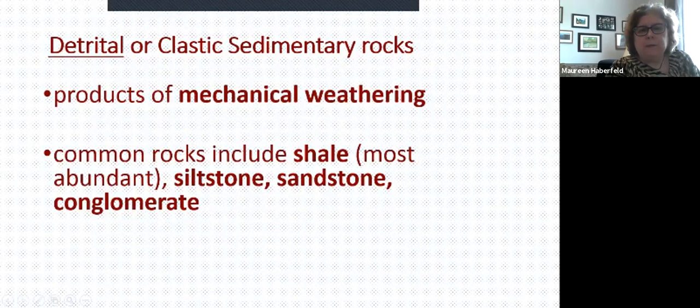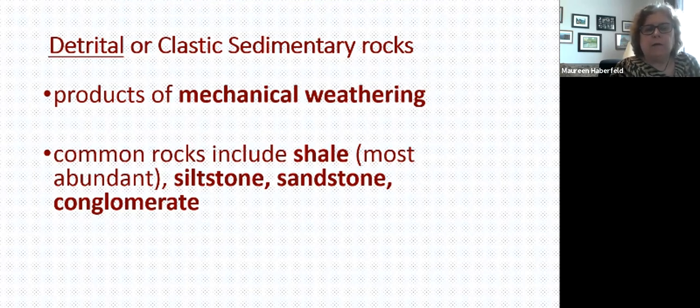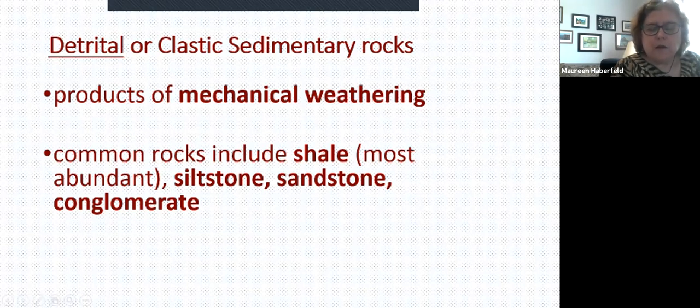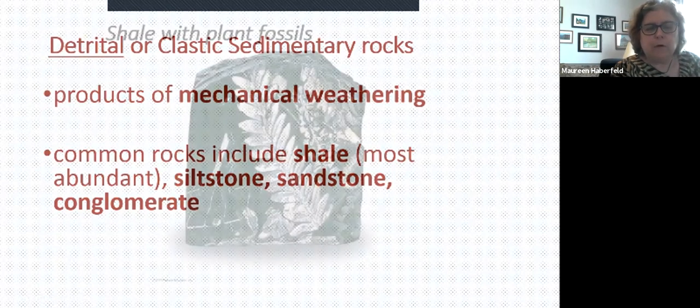There's a couple of different types of sedimentary rocks. The first type we're going to talk about is detrital or clastic. They're synonyms. These are sedimentary rocks that are products of mechanical weathering, which is the physical breaking down of rock material. Some common detrital or clastic sedimentary rocks include shale or mudstone, which is the most abundant one, siltstone, sandstone, and conglomerate. And they're actually classified by their particle size, the shale being the smallest particles, clay size, and then they get a little bigger with the siltstone, a little bigger, and then the conglomerate has the biggest particles.